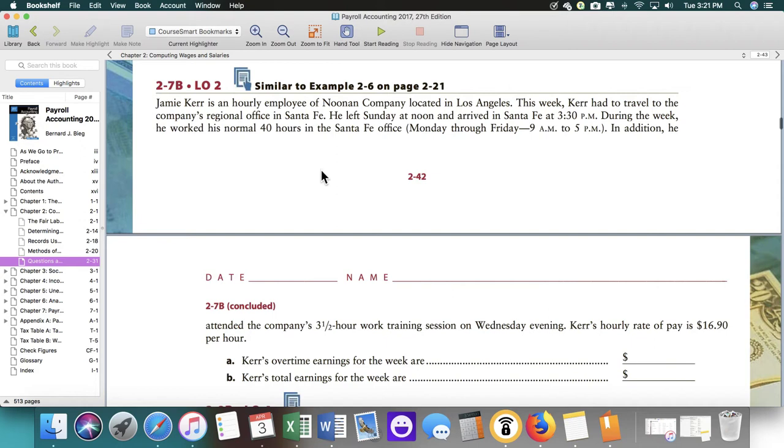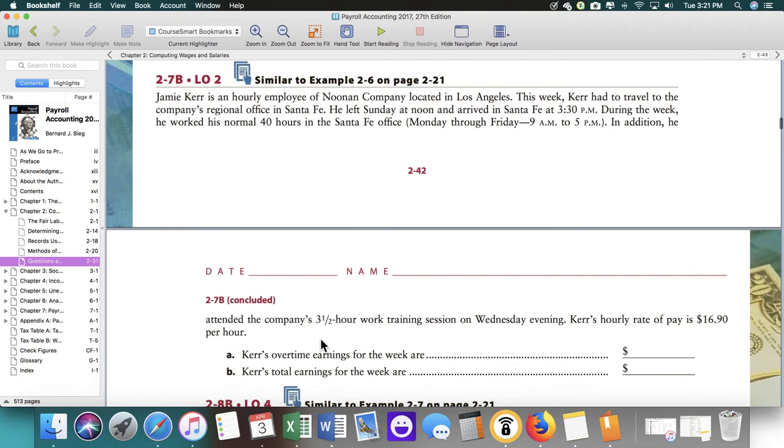In addition, he attended the company's 3.5-hour training session on Wednesday evening, so that's going to be additional overtime. His hourly pay rate is $16.90 per hour. So that's his weekly hourly rate. So the first thing we need to do is figure out his pay.